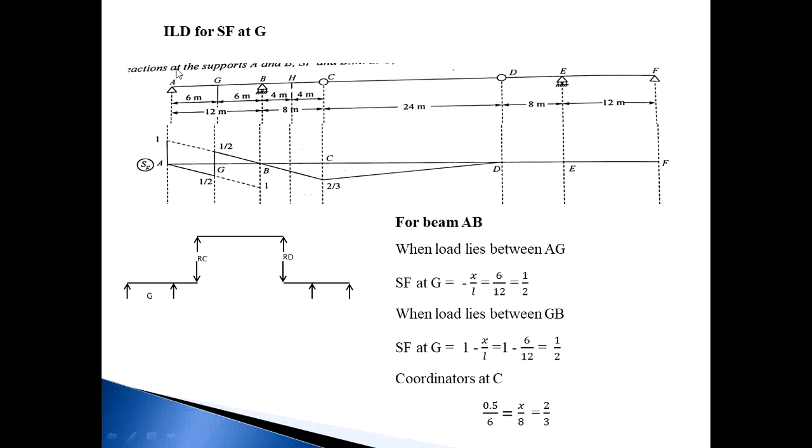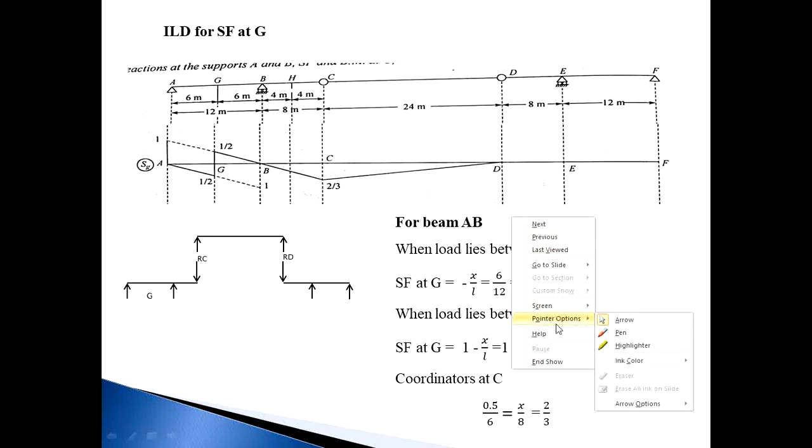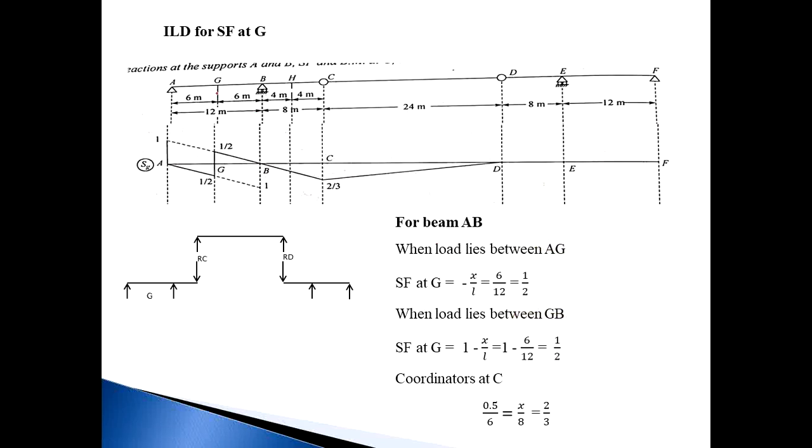Then next, ILD for shear force at G. So we already learned this in the first lecture of the ILD. Due to this G section, we only consider the AB beam. The beam, due to this G point, is split into two parts, the AG part and the BG part. First, consider the load lies between A to G.